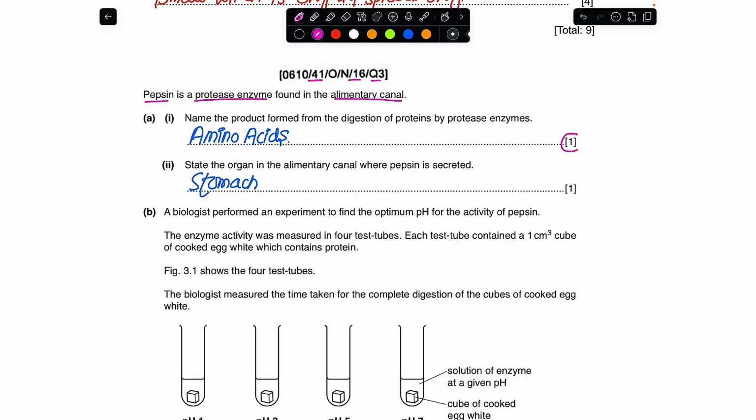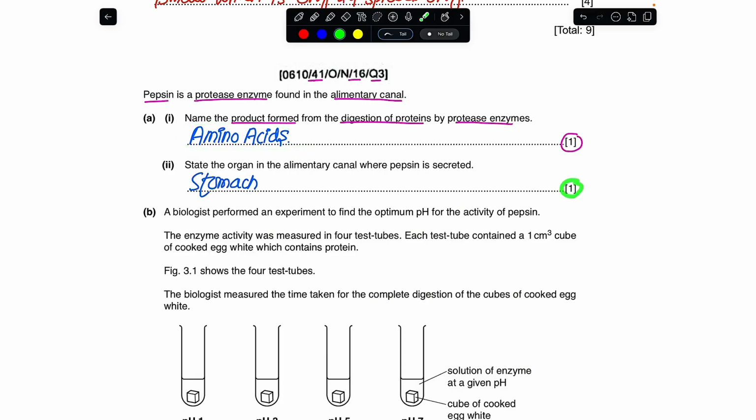For 1 mark, the examiner wants you to tell him the product formed from the digestion of protein by the protease enzyme. The answer would be very simple. As we know, proteins are made up of amino acids making polypeptide chains, which further make the protein. So if the protein is acted upon by the protease enzyme, the final product we get would be amino acids.